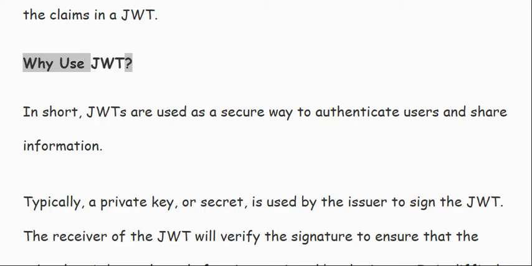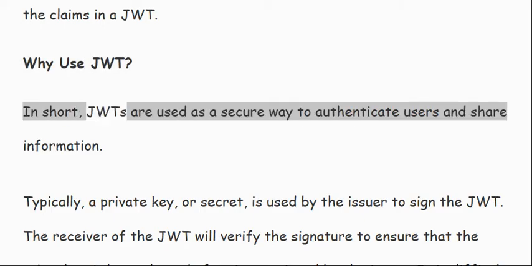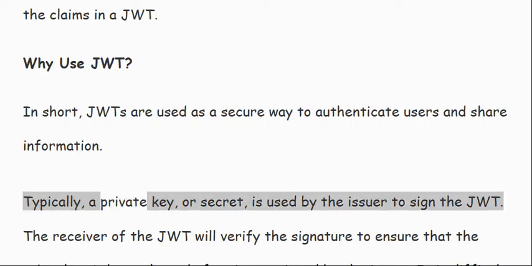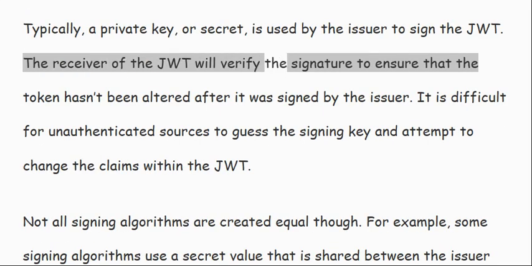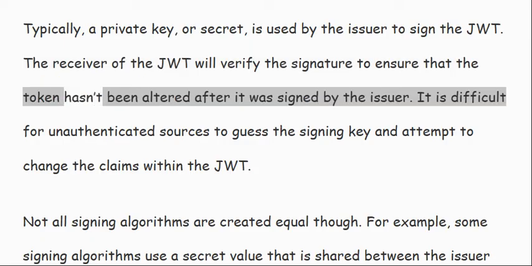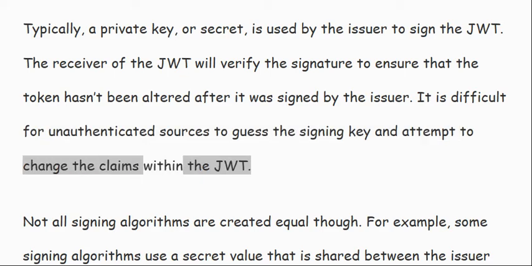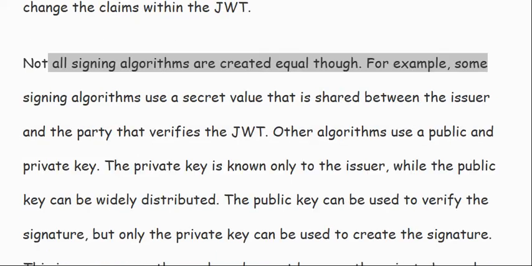Why use JWT? In short, JWTs are used as a secure way to authenticate users and share information. Typically, a private key, or secret, is used by the issuer to sign the JWT. The receiver of the JWT will verify the signature to ensure that the token hasn't been altered after it was signed by the issuer. It is difficult for unauthenticated sources to guess the signing key and attempt to change the claims within the JWT.